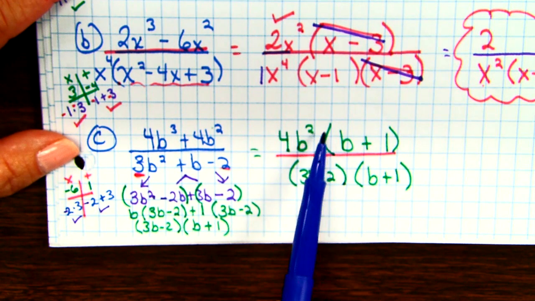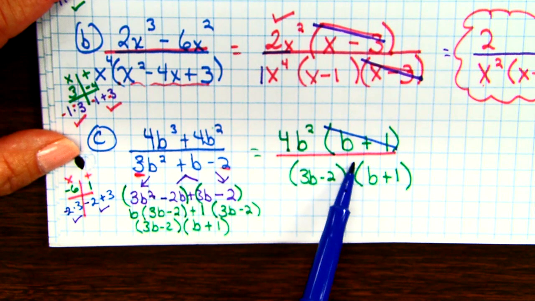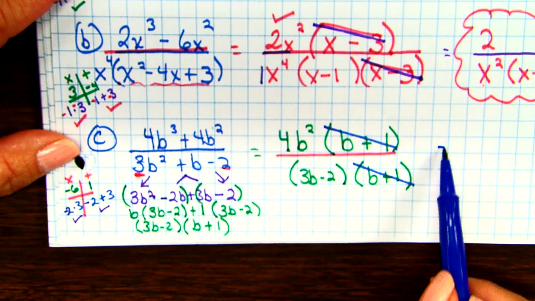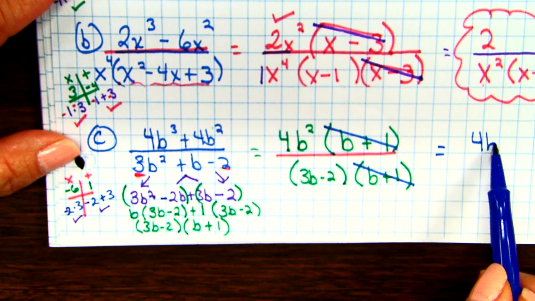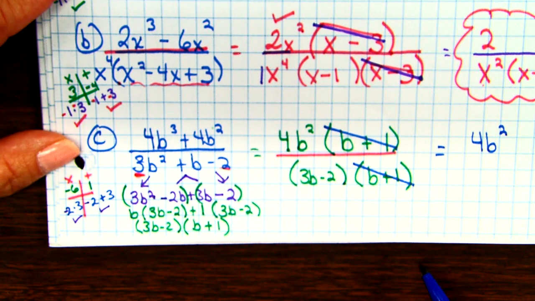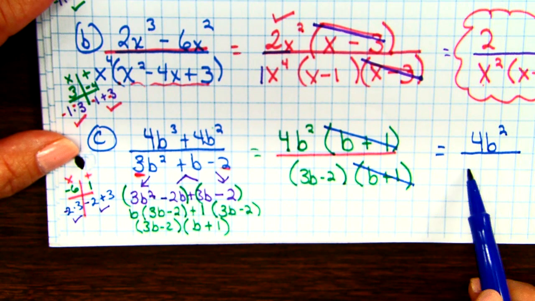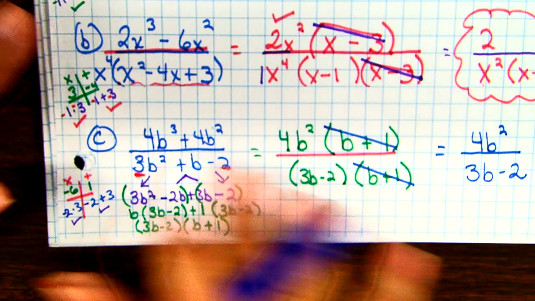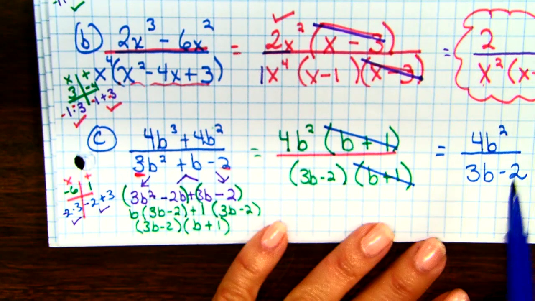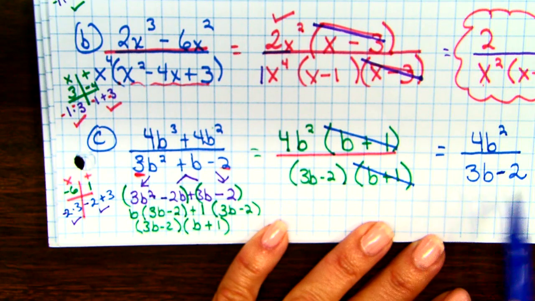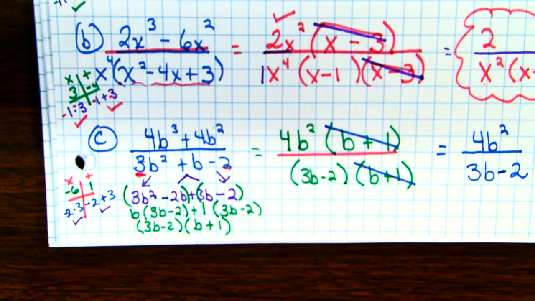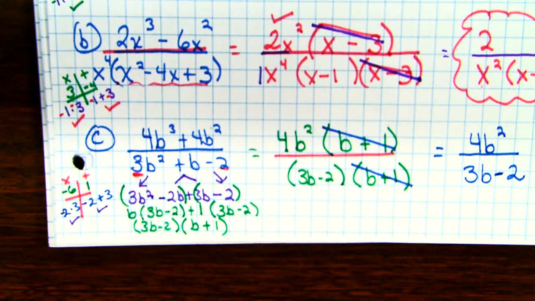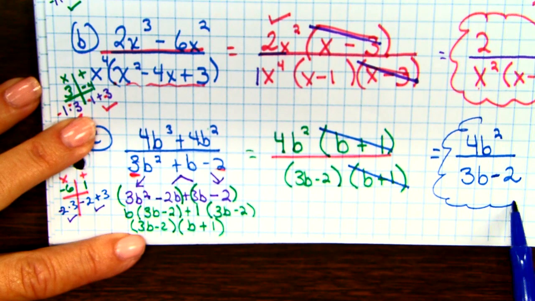Hopefully you see b plus 1's cancel, and we're left with 4b squared on top over 3b minus 2 on the bottom. And you cannot simplify this because of the minus. You can't, like, think of the minus, the plus as like the glue that holds those two terms together. You can only cancel them if they're identical with what's in the numerator. Okay?